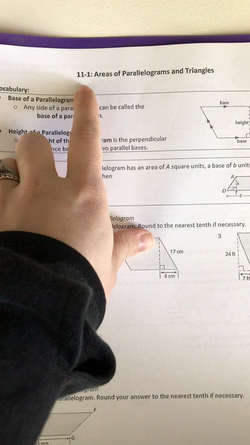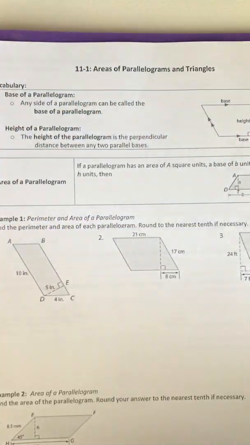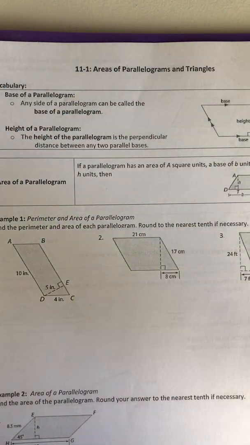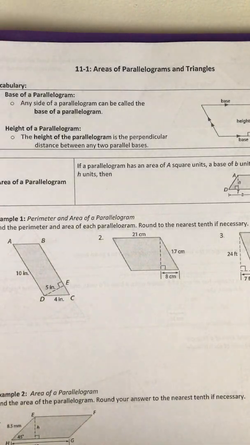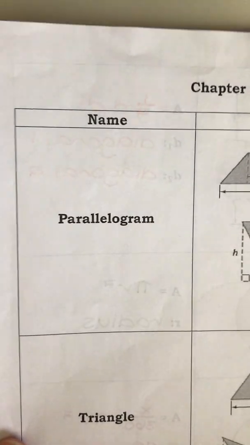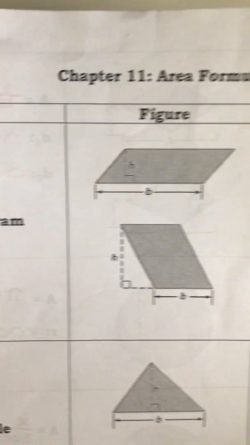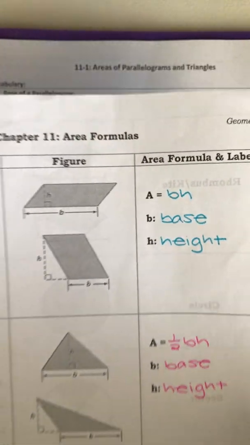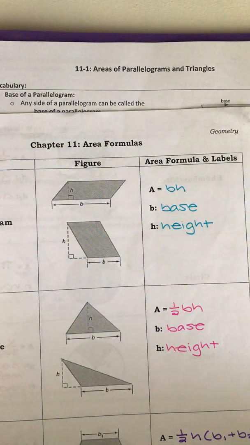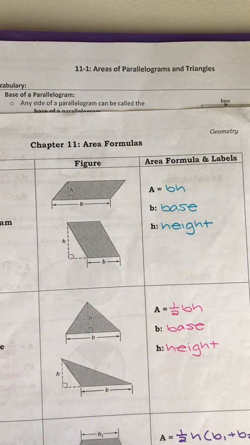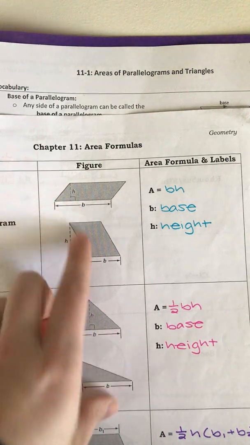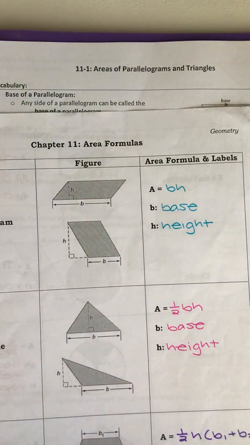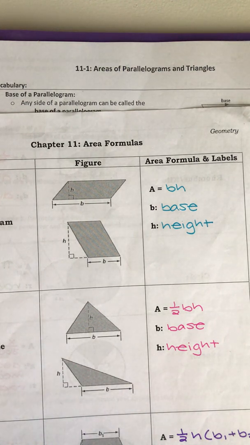So we're going to start with 11-1, area of parallelograms and triangles. And we're going to just work on parallelograms right now. So on your orange sheet, the first column, first one, it says parallelograms, and your formula is B times H. B stands for base, H stands for height. And you will notice that sometimes your height is inside the figure and sometimes it is outside the figure. So for a parallelogram, area equals base times height.